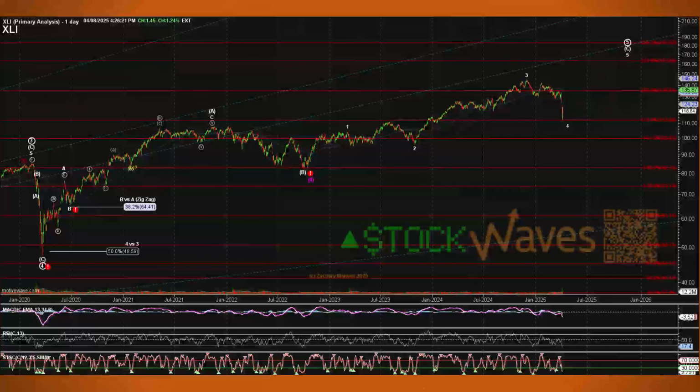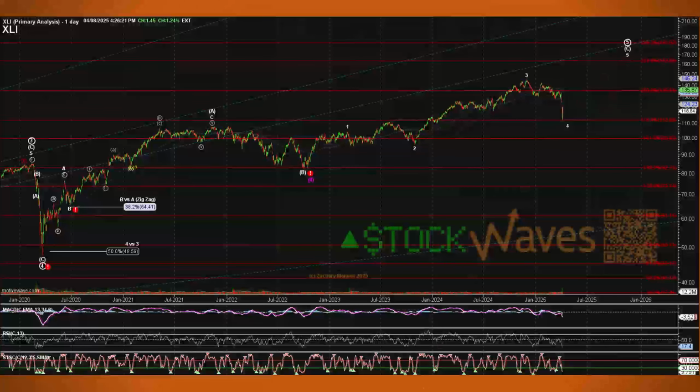XLC, the communication ETF, this is from the webinar on April 8th, was looking good for at least that B wave bounce, and also possible to get the same ABC up as the B wave bounce, but for that to count as the A wave in the fifth wave up to a new high.